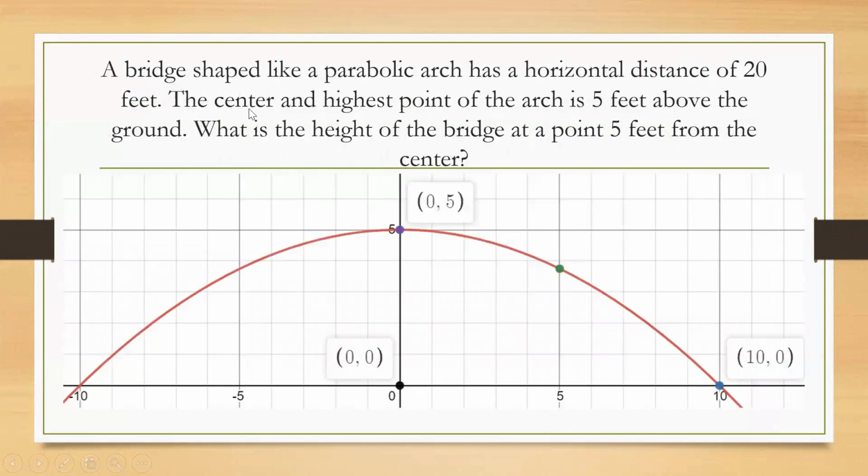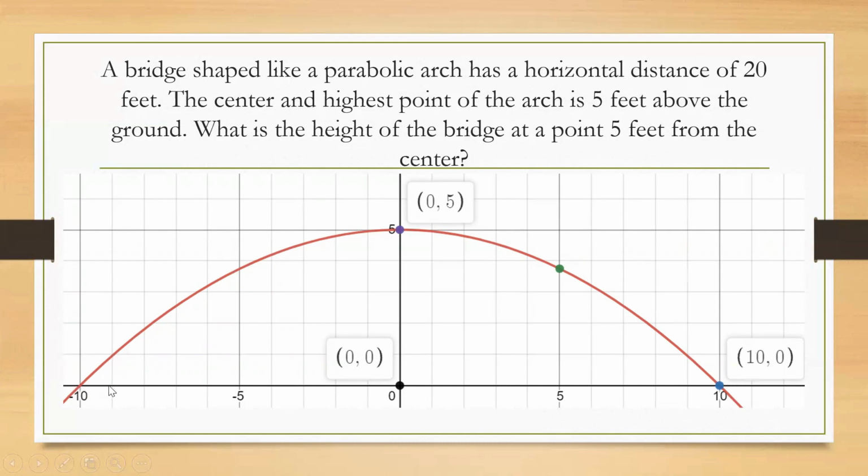Next, a bridge shaped like a parabolic arc has a horizontal distance of 20 feet. The center and highest point of the arc is 5 feet above the ground. What is the height of the bridge at a point 5 feet from the center? So we have here our representation of the problem.